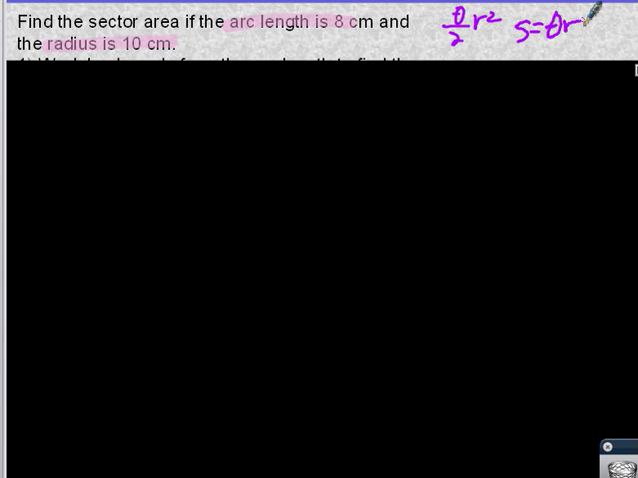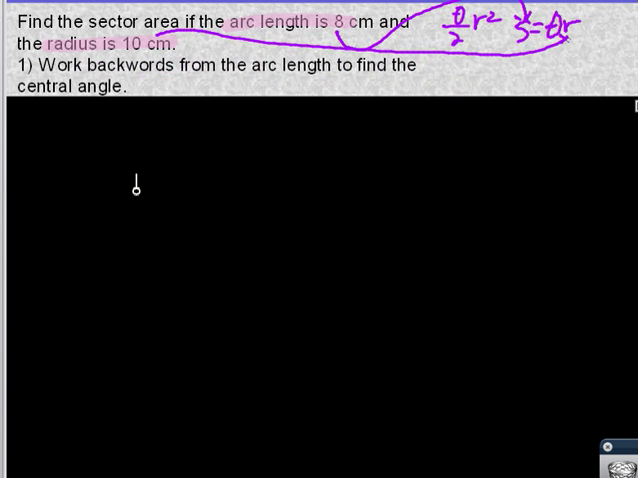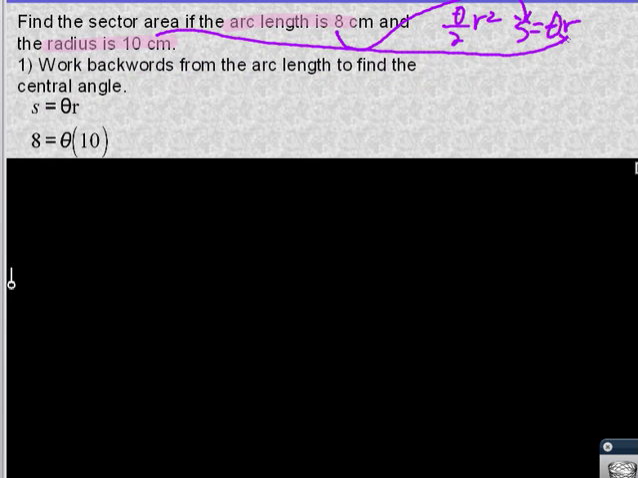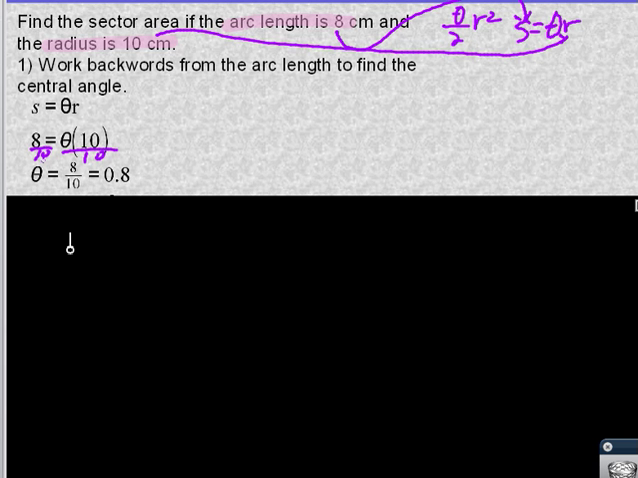So we're going to plug in what we have. We're going to plug in 8 for the sector area, 10 for the radius, and solve for our central angle. As it says, work backwards from the arc length to find the central angle. That's our formula. Plug in what we have. We're going to divide both sides by 10 to get a central angle of 8/10 or 0.8.